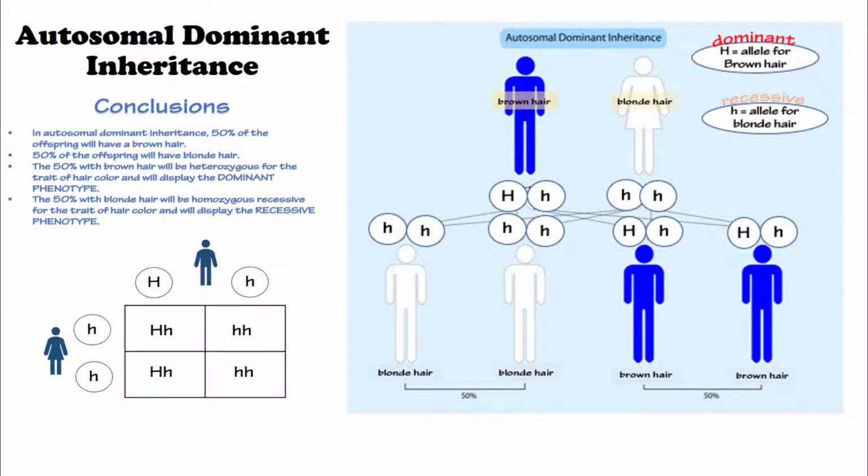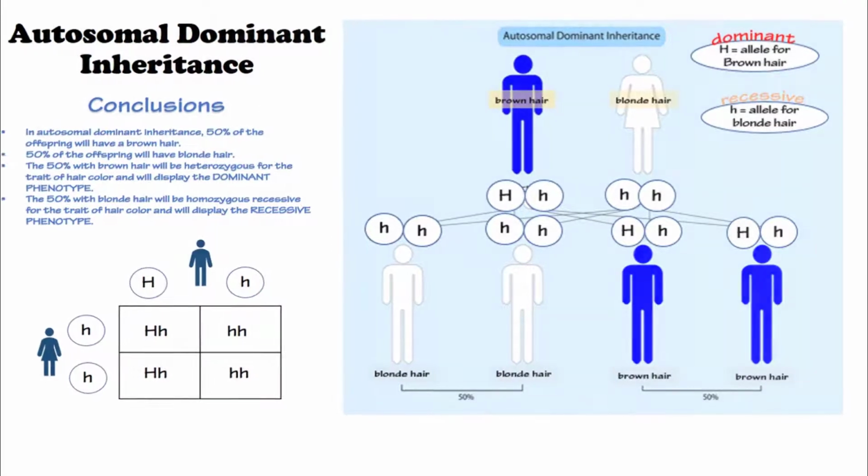In this example, which is autosomal dominant inheritance, 50% of the offspring will have brown hair and 50% of the offspring will have blonde hair. The 50% with brown hair will be heterozygous for the trait of hair color and will display the dominant phenotype. The 50% with blonde hair will be homozygous recessive for the trait of hair color and will display the recessive phenotype.